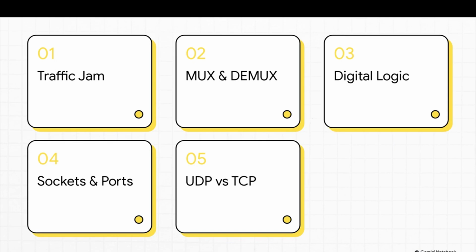To solve this little mystery, here's our roadmap for today's explainer. 1. The application traffic jam. 2. MUX and DEMUX defined. 3. The digital logic level. 4. Sockets and port addresses. And finally 5. UDP versus TCP demultiplexing. And hey, don't worry if some of that sounds a bit technical right now. We're going to use some really brilliant everyday analogies to make all of this crystal clear.